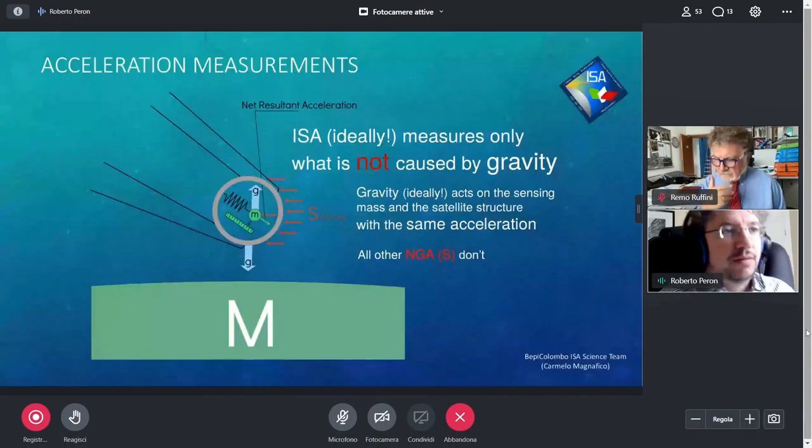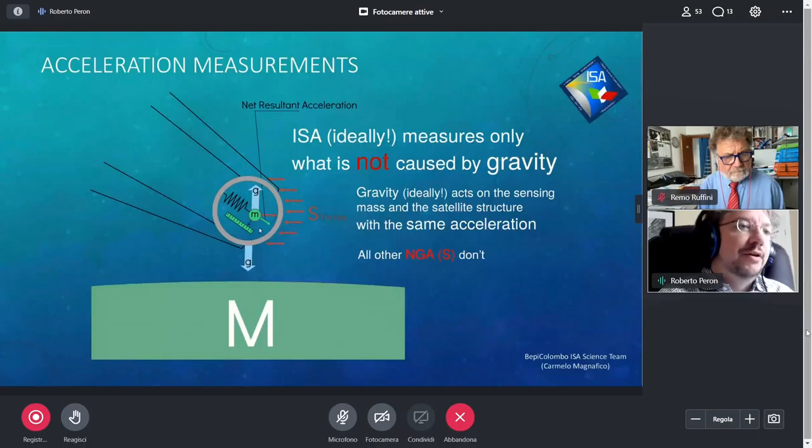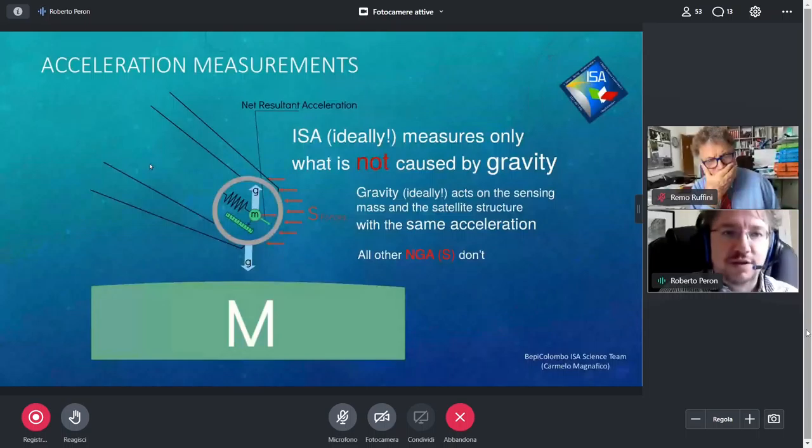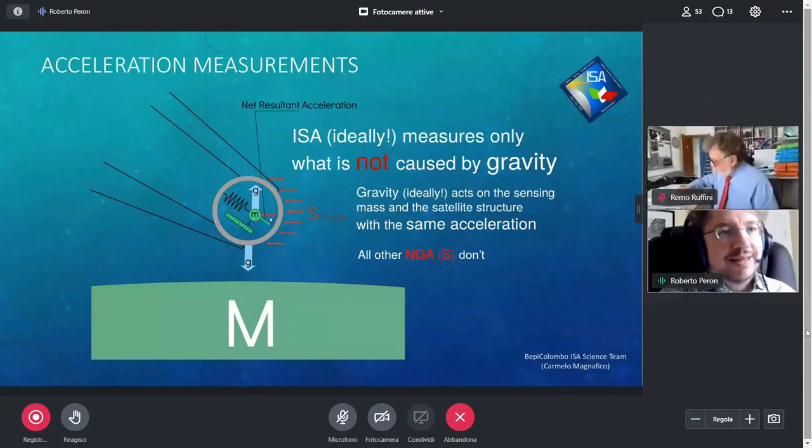An accelerometer is basically a test mass inside the spacecraft connected to the frame of the spacecraft by a spring. And the motion of this mass, carefully measured, will enable a measurement of this non-gravitational acceleration. And by the way, we can notice that the very working of each accelerometer is based on the validity of the weak equivalence principle, since ideally, gravity acts the same way both on the spacecraft and on the test mass.